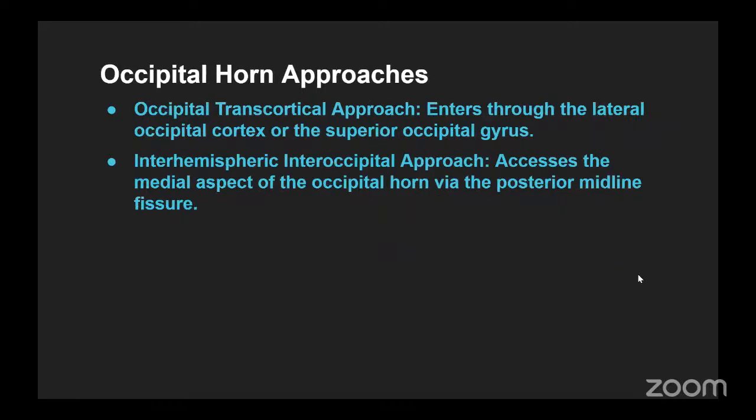And then we have the occipital horn approaches. These are the trickiest ones because we are dealing with the occipital cortex, which is the visual cortex. So we have two options. If the lesion is lateral, we can go via the occipital transcortical approach. If the lesion is medial, near the midline, we can go via the interhemispheric approach into the occipital horn.